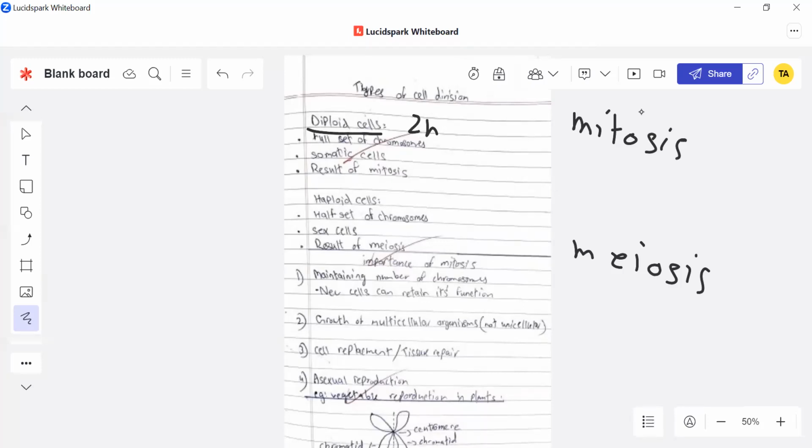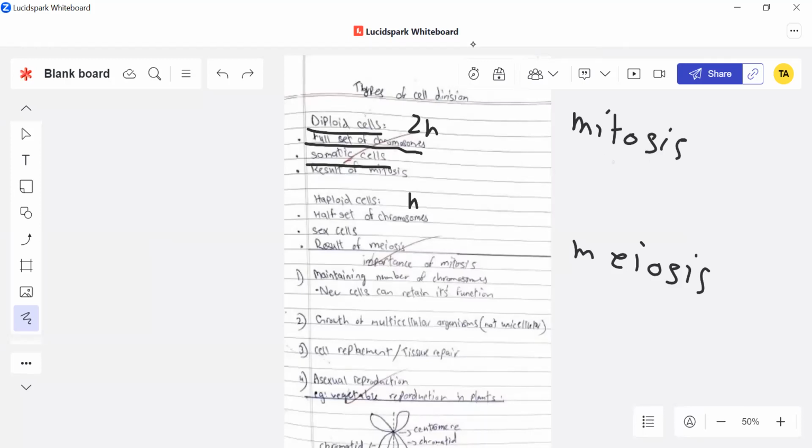Whereas haploid cells have half the set of chromosomes, the number of chromosomes is n, or 1. Now, mitosis: you get a full set of chromosomes from the parents, and you make somatic cells. Mitosis is for somatic cells. What are somatic cells? Somatic cells are basically the cells in our body, like liver cells, muscle cells, kidney cells, all of that. So mitosis makes somatic cells, and they have a full set of chromosomes, and they form diploid cells.